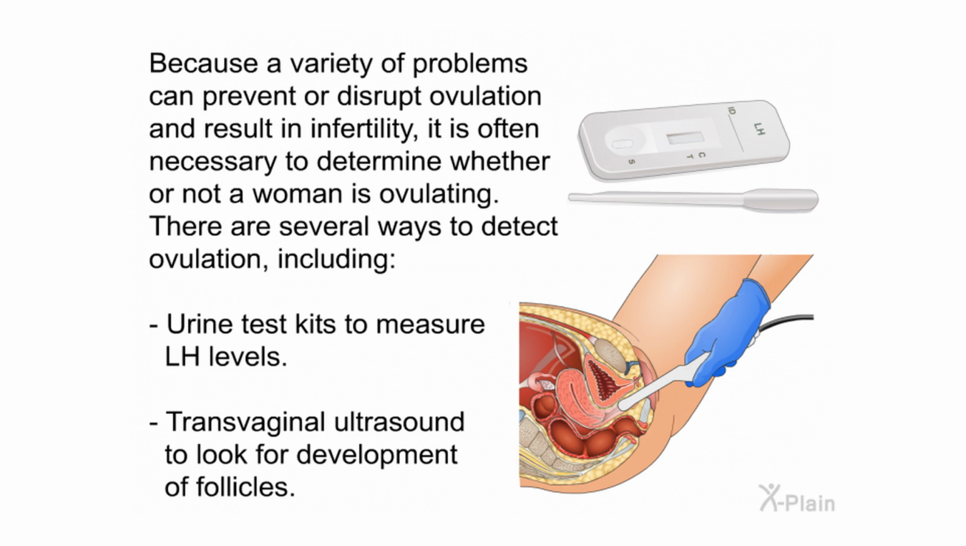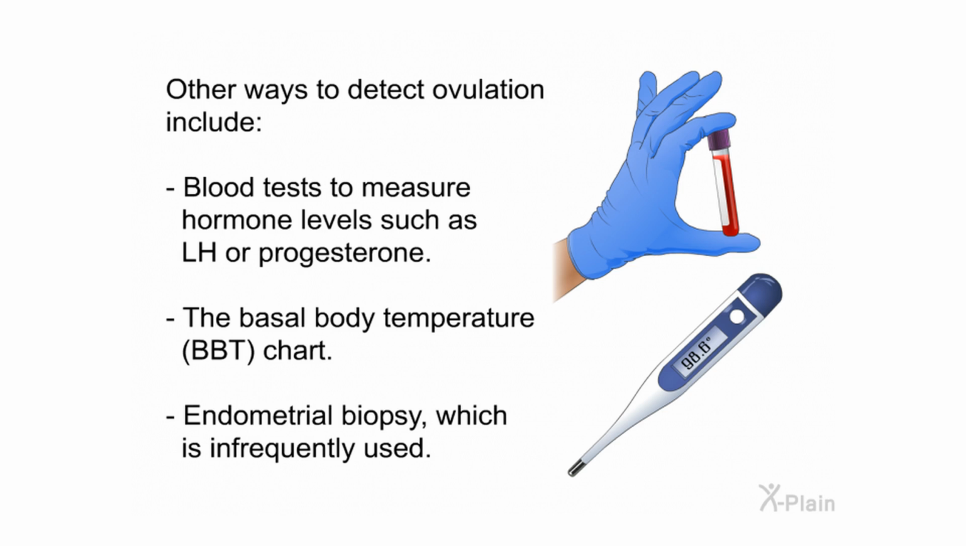Because a variety of problems can prevent or disrupt ovulation and result in infertility, it is often necessary to determine whether or not a woman is ovulating. There are several ways to detect ovulation, including urine test kits to measure LH levels, and transvaginal ultrasound to look for development of follicles. Other ways to detect ovulation include blood tests to measure hormone levels such as LH or progesterone, the basal body temperature (BBT) chart, and endometrial biopsy, which is infrequently used.